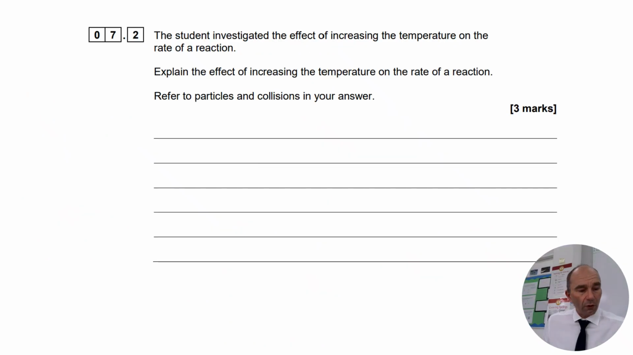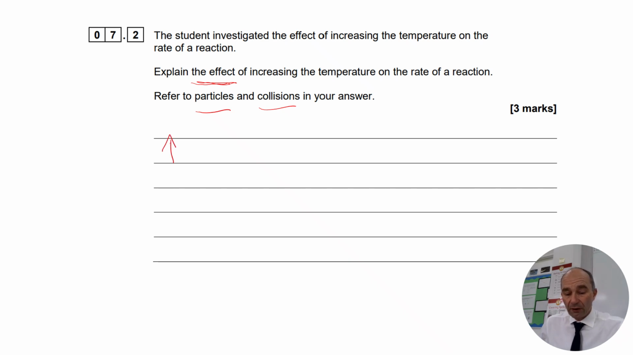And then we're coming to the end of this. So question 7.2, the student investigated the effect of increasing the temperature on the rate of reaction. Explain the effect of increasing the temperature on the rate. Refer to particles and collisions in your answer. So clearly, bit of advice: if you don't include particles and collisions in your answer, you're not getting 3 marks. Now the other thing, typical exam question, explain the effect. Now go for the easy mark. Remember, temperature increases the rate of reaction. So that should be the first point you make.